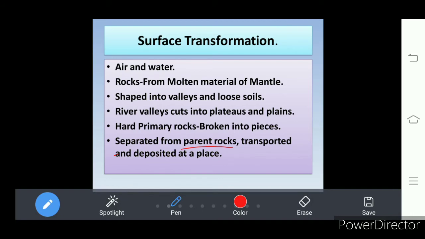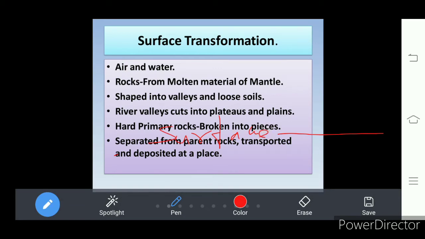So how the surface is transformed here by the air and water. Okay, we know that in the previous class we studied the second order of landforms formed on the earth's surface by the internal process, right? That is the rocks from the mantle. Look at here, this is the surface of the earth.